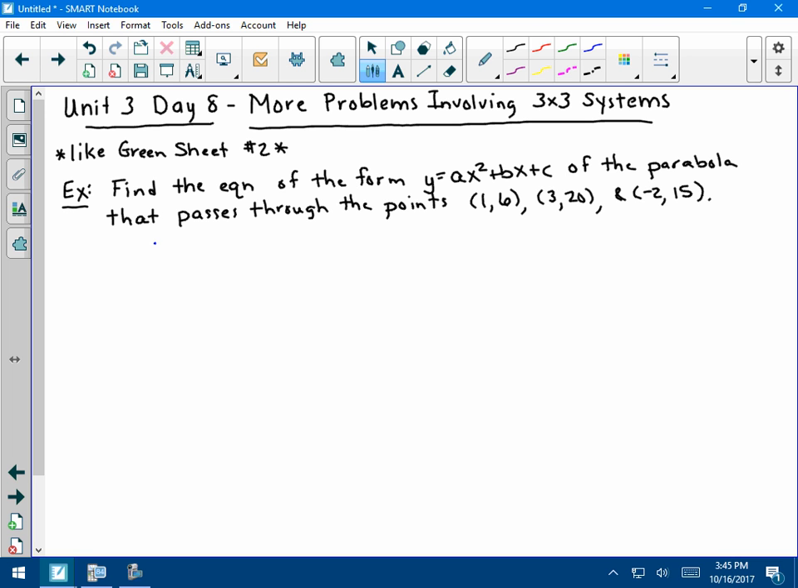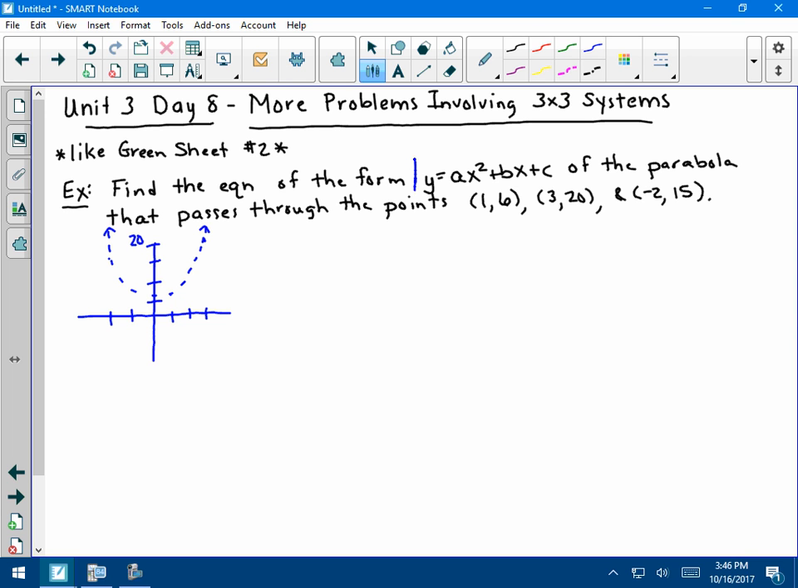So let's think about what we've got here. We've got a parabola that's going through these 3 points. We'll call this 5, 10, 15, 20. You don't really need this picture, but just for a visual of what we're talking about. So (1, 6) would be right about there. (3, 20) would be up here. (-2, 15) would be right here. So you can kind of picture what's happening. There's some parabola that's going through those 3 points. I want the equation of that parabola.